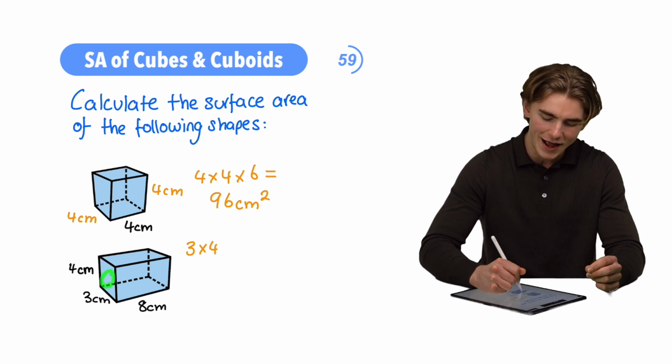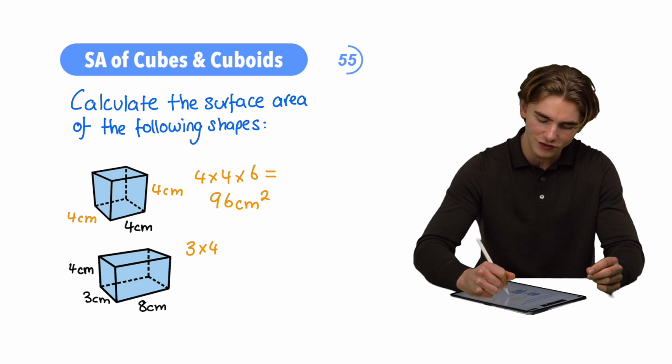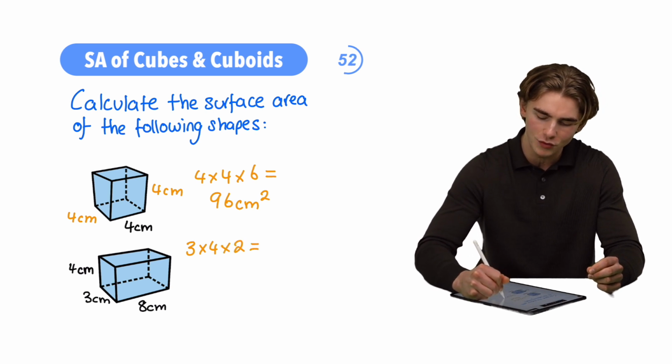And then we're going to multiply that by 2 because our opposite face is the same. So we're going to have 3 times by 4 times by 2. 3 times 4 is 12, times 2, that's going to be 24.